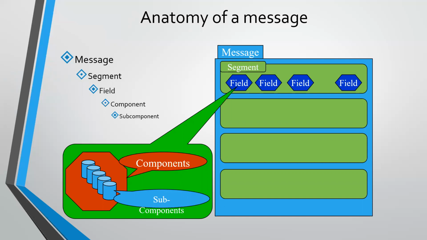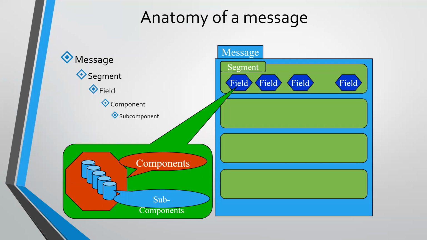But for you to understand it even better, take the example of a huge tree. The tree has the stem, right? And the stem is kind of a message, assume that. And the stem is divided into several branches, which are called segments. Branches are further divided into sub branches, which are called fields.